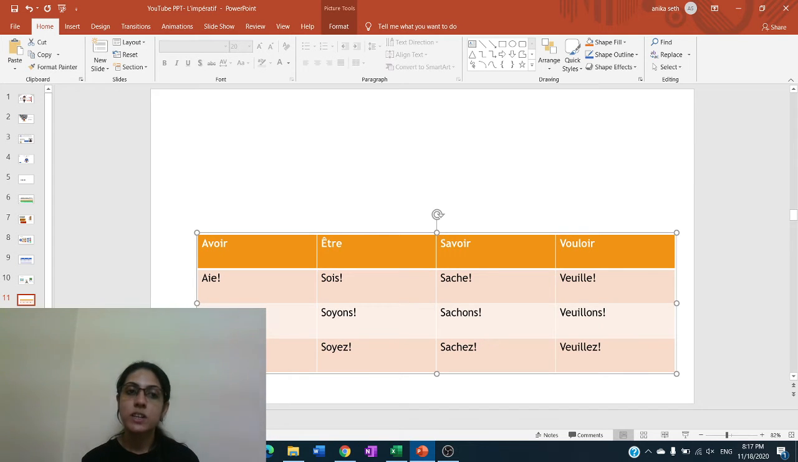Okay. So verb avoir, aie, ayons, ayez. Être, sois, soyons, soyez. Savoir, sache, sachons, sachez. Vouloir, veuille, veuillons, veuillez. So all of these are the irregular verbs that do not follow the pattern of the imperative that we have just discussed. Right?